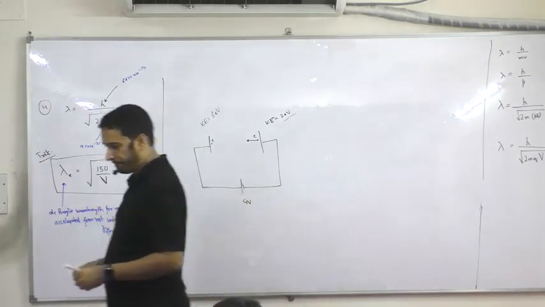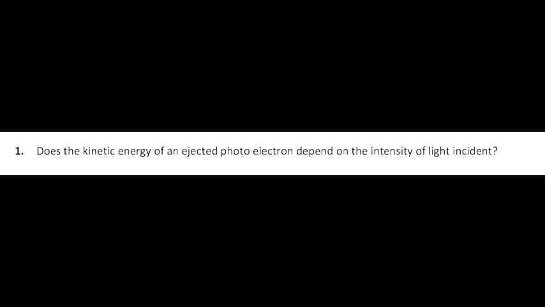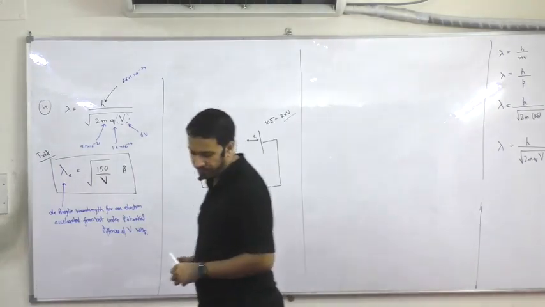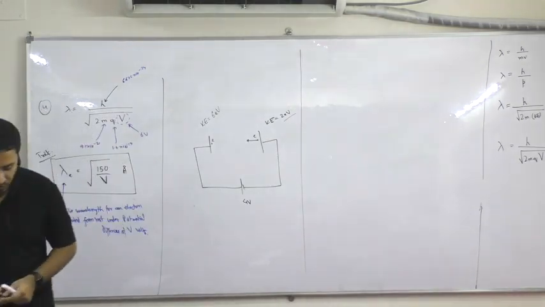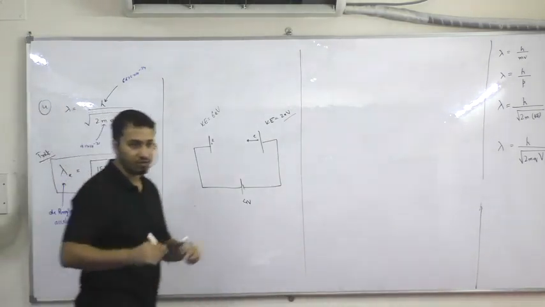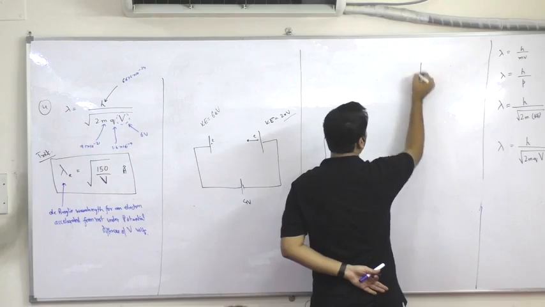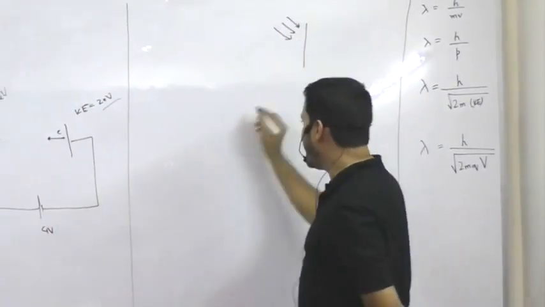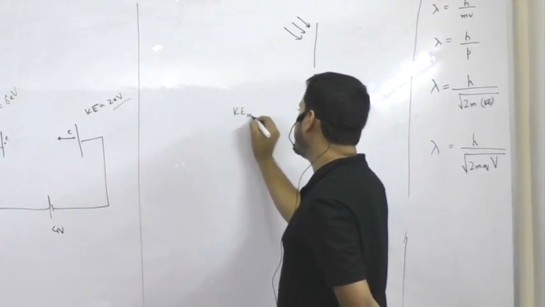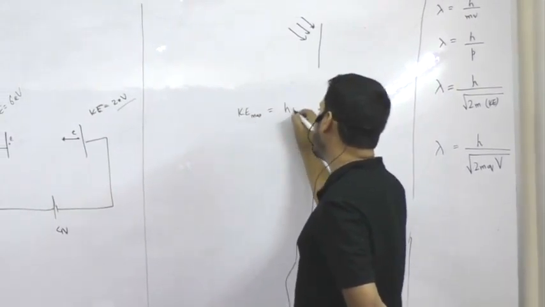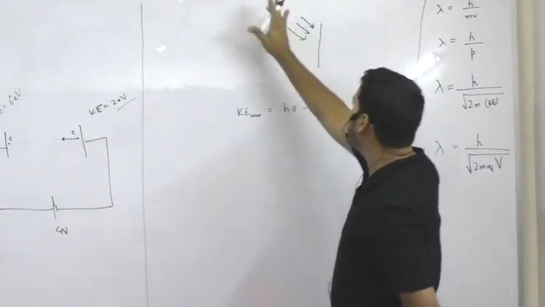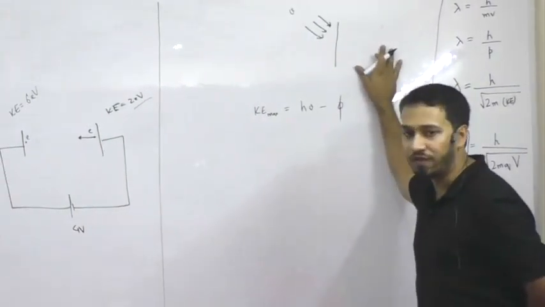Question 1. Does the kinetic energy of an ejected electron, a photoelectron, depend on the intensity of light incident? Now this is a question on the photoelectric effect. When light falls on a metal plate, right, the maximum kinetic energy of an ejected electron is given by h nu minus work function, right, where nu is the frequency of the light which is incident on the plate.